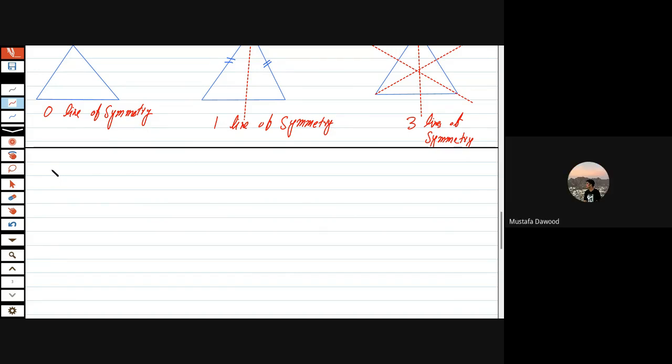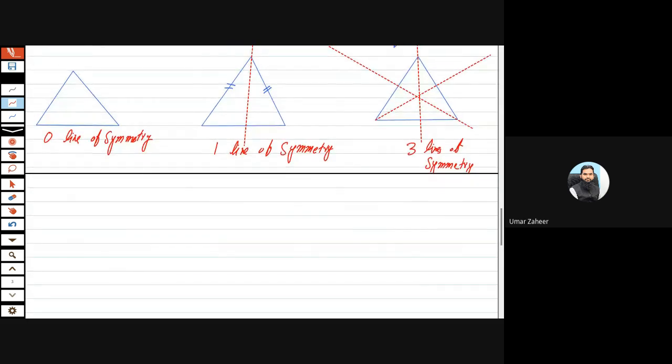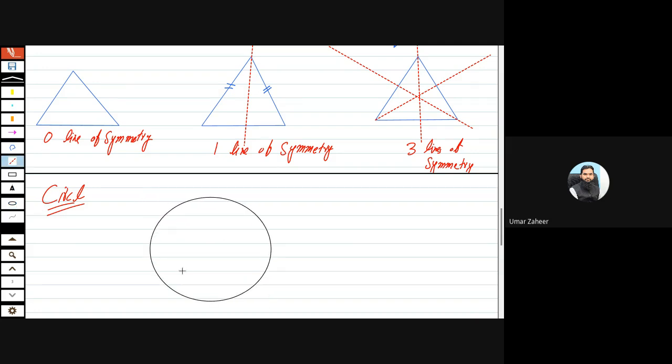So a circle will also have an infinite number of lines of symmetry. We have already done the circle, so obviously in a circle we have infinite lines of symmetry. Look here, this is a circle. If you have to make a line of symmetry, there are going to be infinite lines of symmetry. You can make as many as you can.